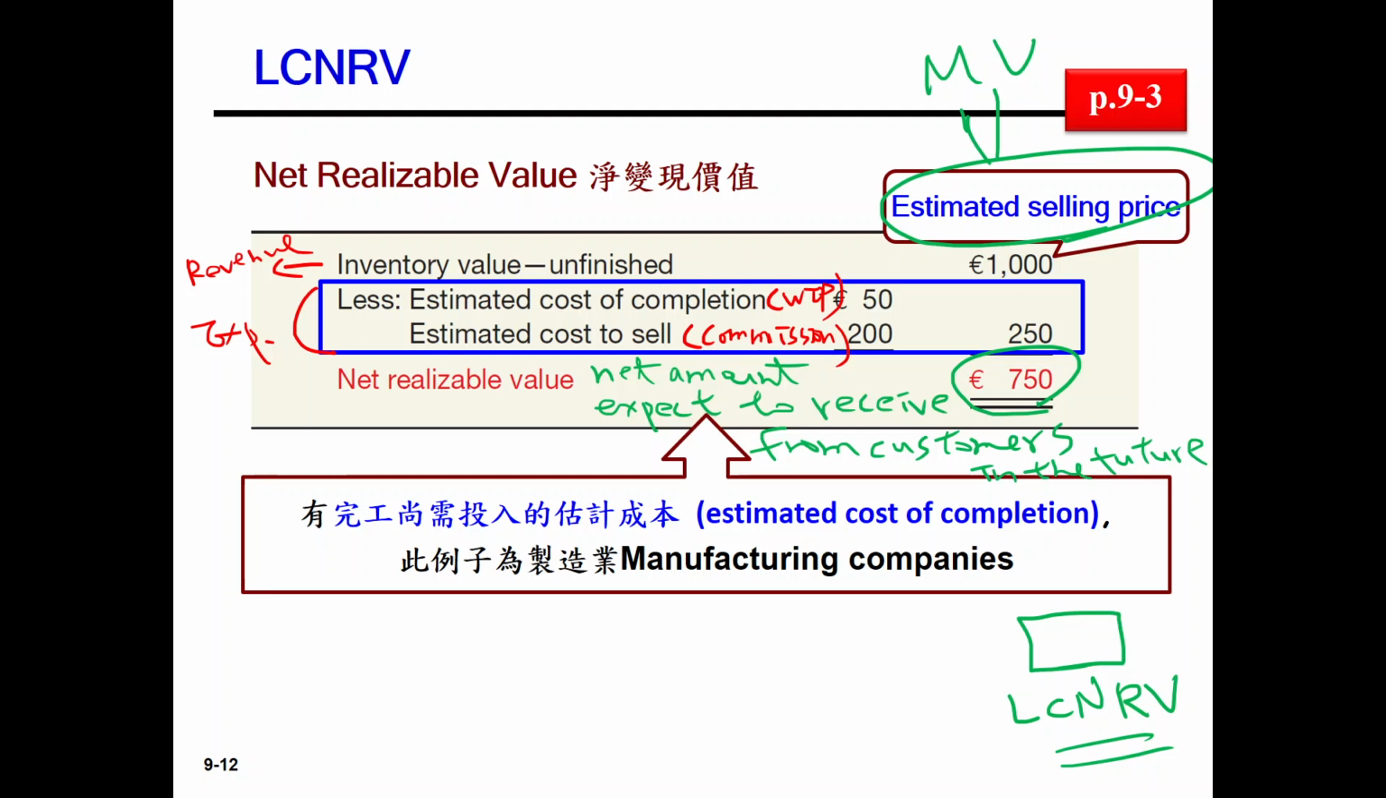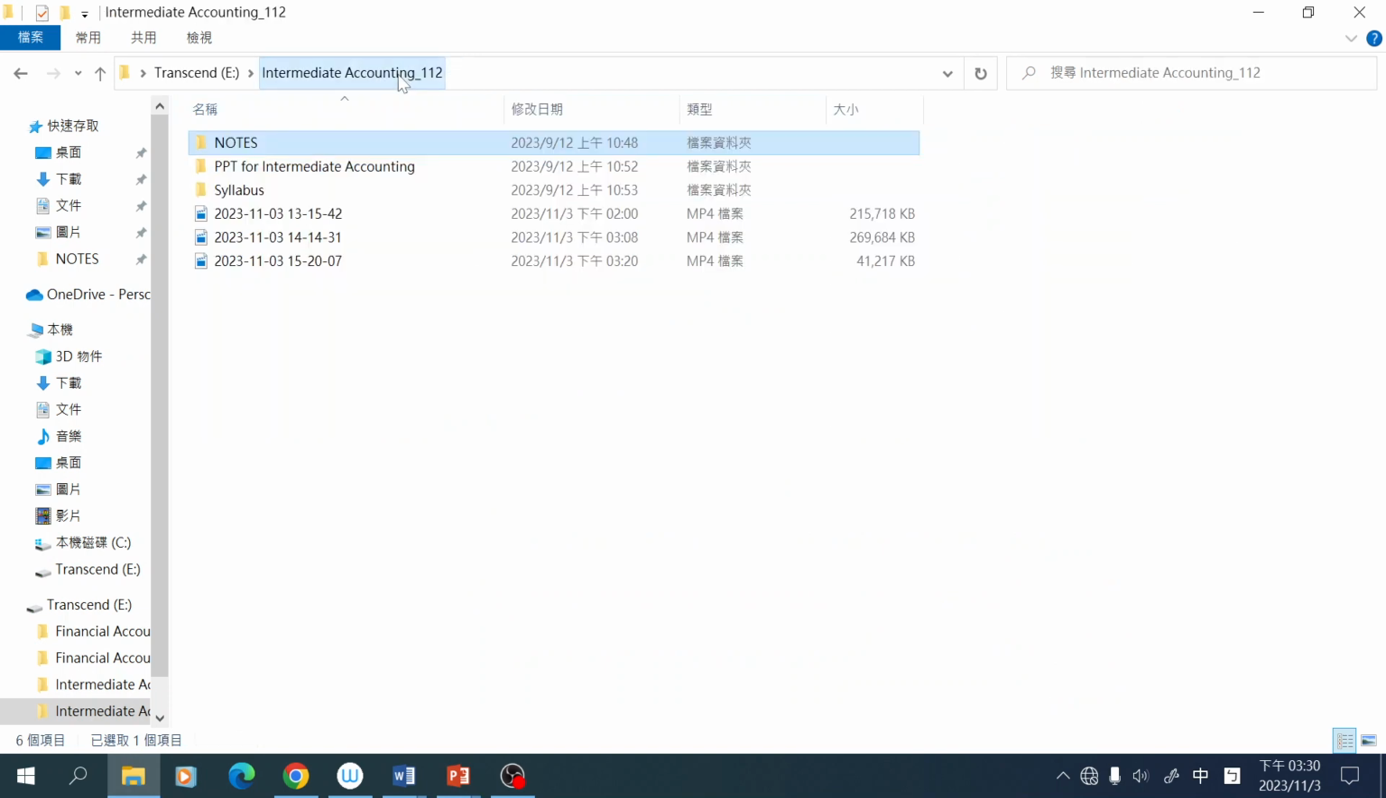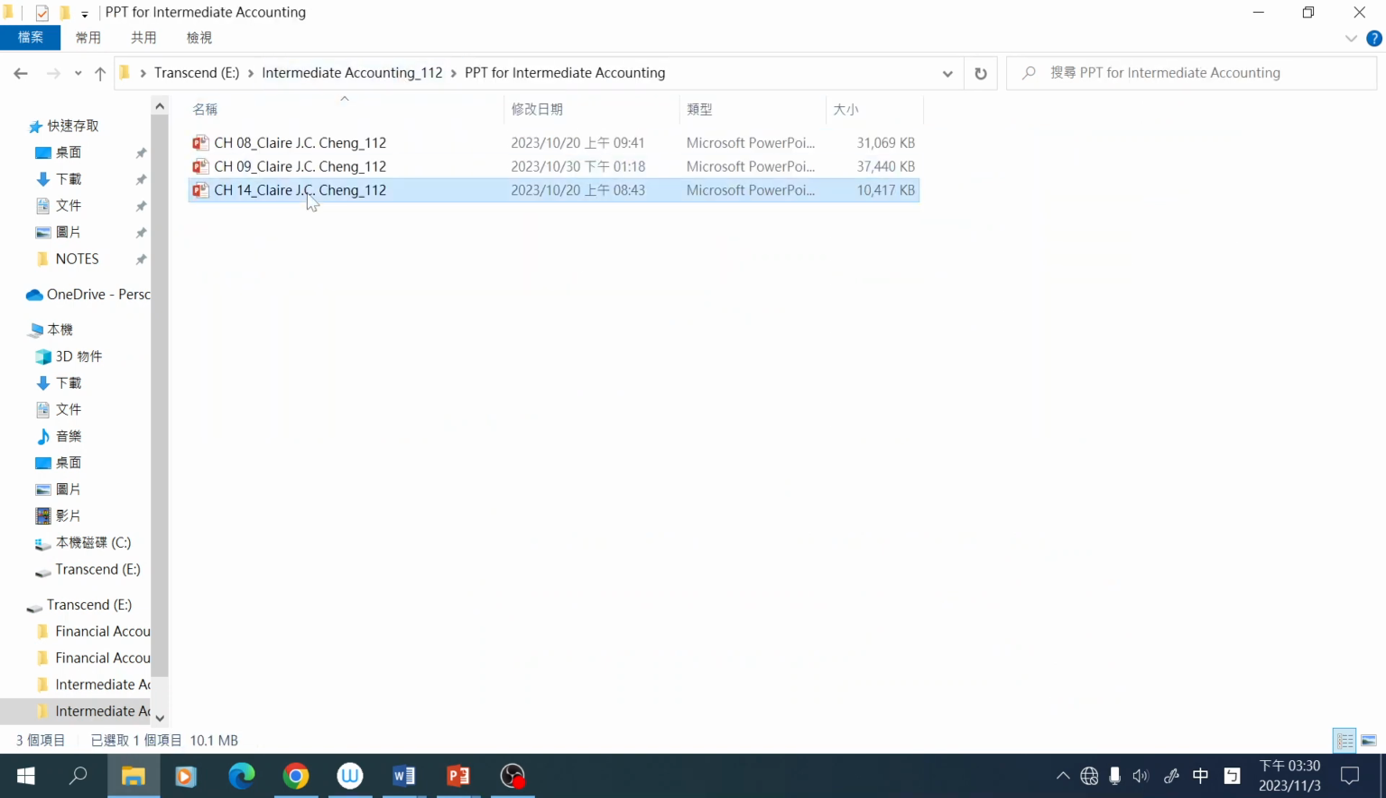If you still remember, why in accounting do we use the cost principle, 成本原则, for most cases? Because we don't trust market value, because it's quite hard to get market value. Only in chapter 14, bonds and shares, we allow you to choose the fair value principle. If you forgot, chapter 14.